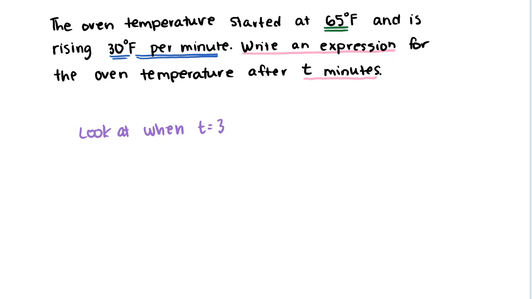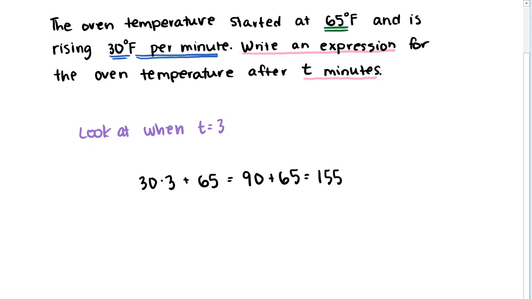So here I can write this out as 30 times 3. That'll be how much the temperature increased, but it was already at a temperature of 65 degrees to start with. So we're going to add the 30 times 3 to 65, right? This comes out to be 90 plus 65, or 155. So after 3 minutes, we got a result of 155 degrees in our oven.